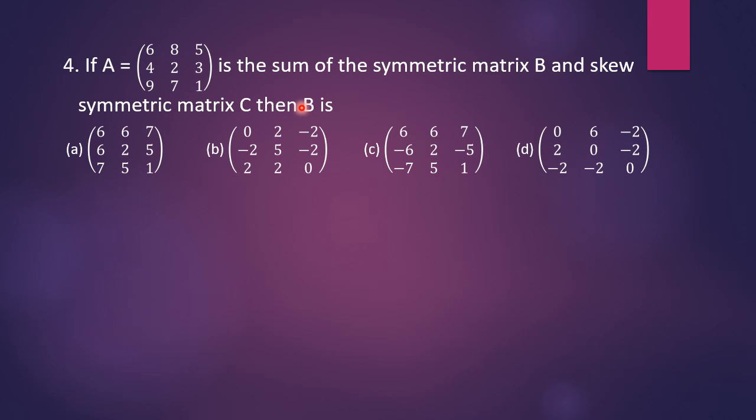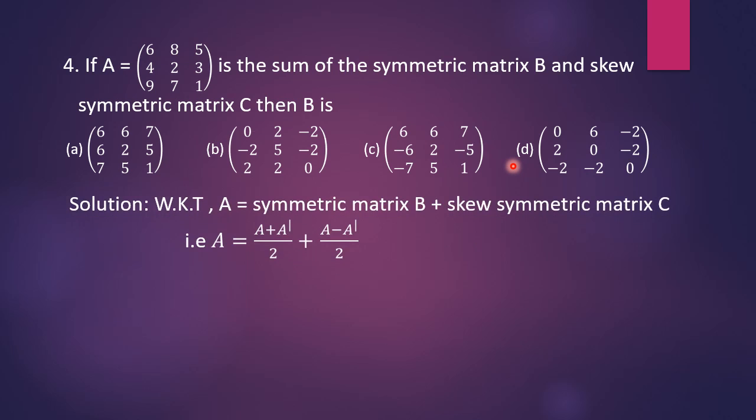So these are the options here. We know that any matrix A can be written as the sum of a symmetric matrix and a skew symmetric matrix. That is, A can be written as (A plus A dash) by 2. This is a symmetric matrix, we know that. And (A minus A dash) divided by 2 is skew symmetric, because for any square matrix A, A plus A dash is symmetric and A minus A dash is skew symmetric here.